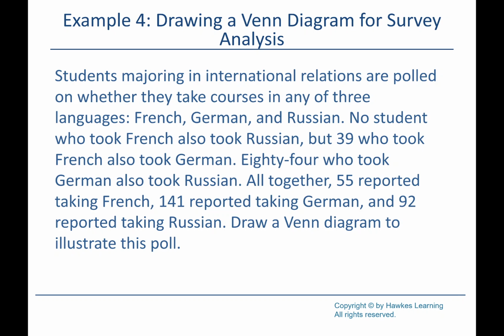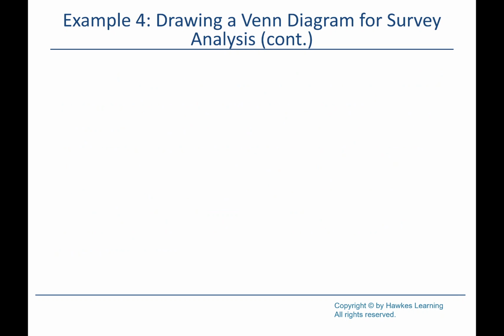All right, so this one says students majoring in international relations are polled on whether they take courses in any of 3 languages, French, German, and Russian. And then it gives us a bunch of information. I'm going to hold off on us even thinking about all that until we get our circle set up. And we know we need 3 circles, French, German, and Russian. So I'm going to go ahead and draw that, and then we can fill it in as we figure stuff out. Okay, so here, if you draw your circles in a different order than mine, you just have to be real careful.